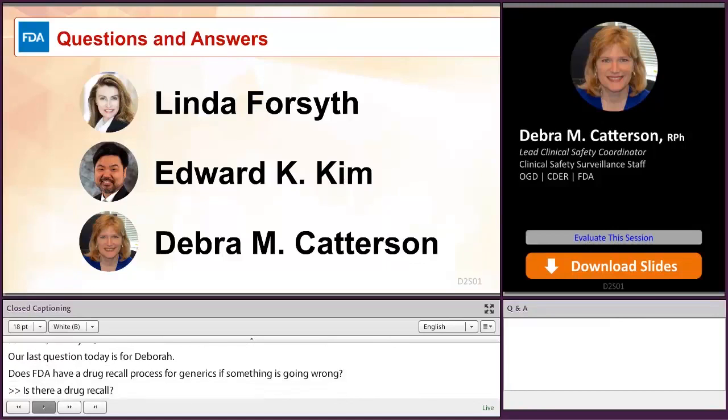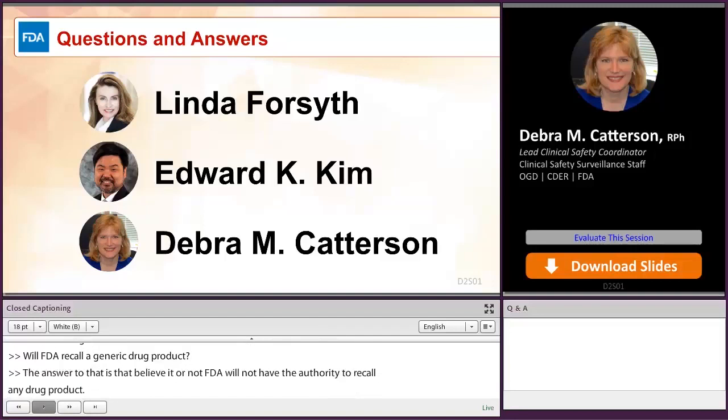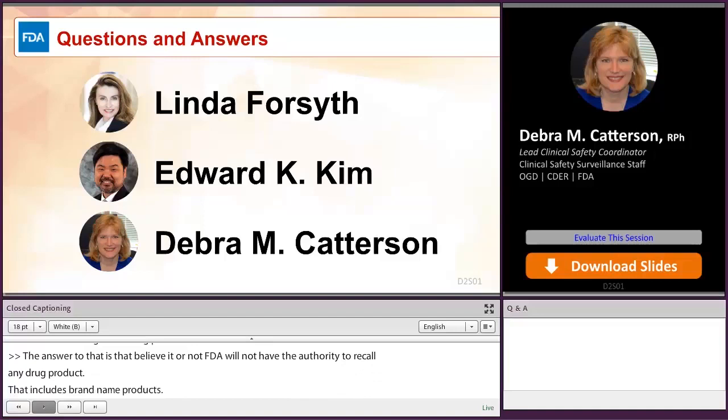The answer to that is that, believe it or not, FDA does not have the authority to recall any drug product. That includes brand name products. We have the authority to recall food products, but surprisingly, to me at least, we don't have the authority to recall drug products. So how do drug products get off the market?